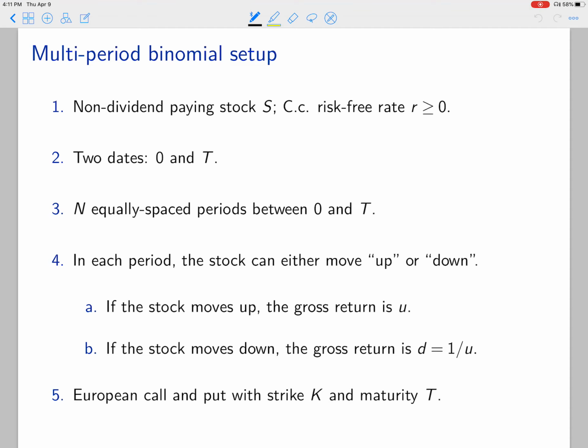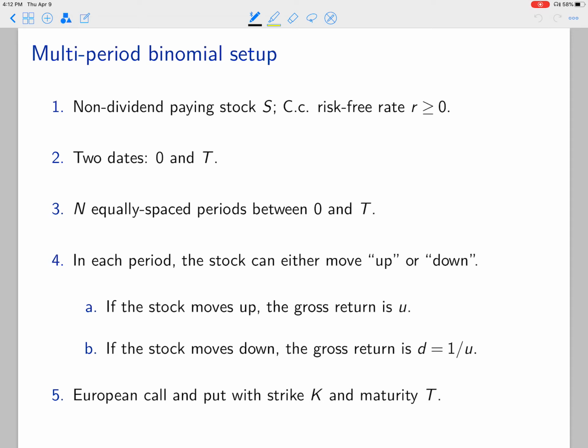Our setup is going to be as follows. It'll be similar to before. There's a non-dividend paying stock S. The price of this stock today is S0, and the payoff is random and occurs in the future. The continuously compounded risk-free interest rate is R. It's greater than or equal to 0. And now we're going to have two dates, 0 and capital T, with n equally spaced periods between these dates.